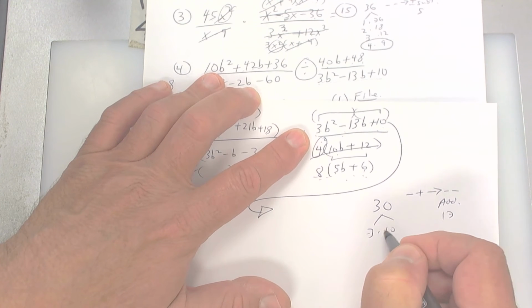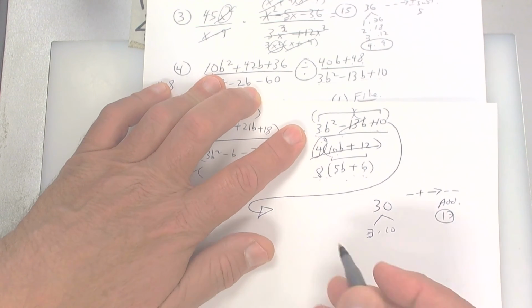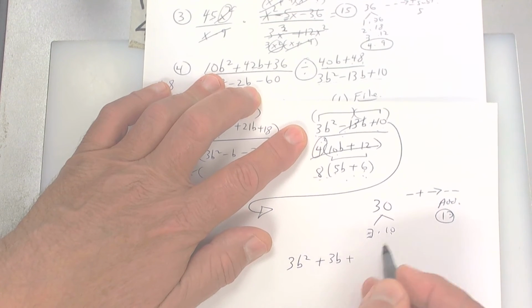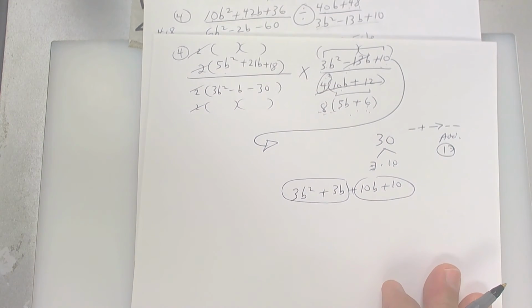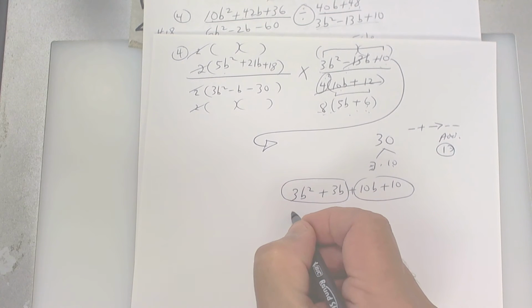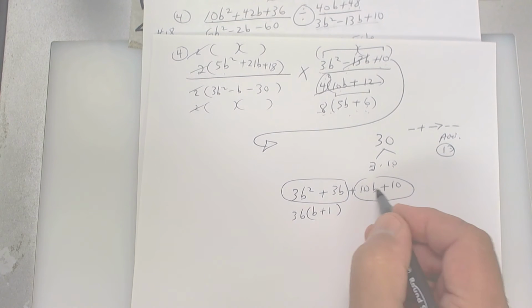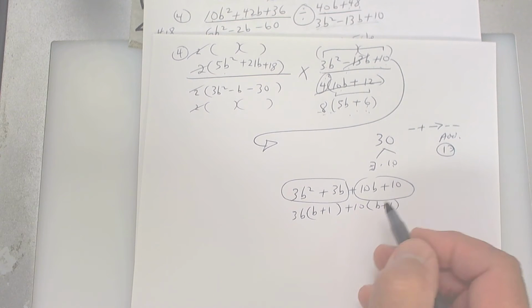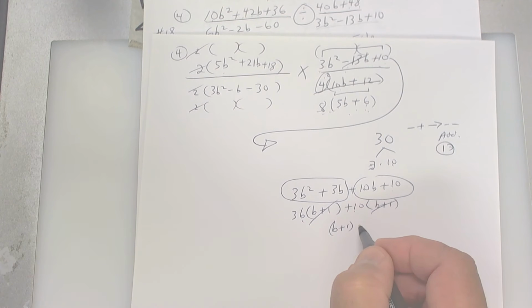So that's 3 times 10 is going to give me that 13. So what we're going to do is substitute for all of that. So you're going to have 3b squared plus 3b plus 10b plus 10, and then you've got to do group factoring. These right here are actually the harder ones to factor. So you're going to take out a 3b here, and you're left with b plus 1. Here you're going to take out a 10, and you're left with b plus 1. And then now you take out the b plus 1, and you're left with 3b plus 10.